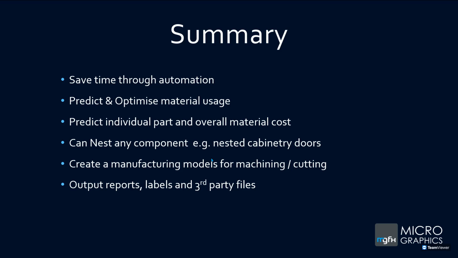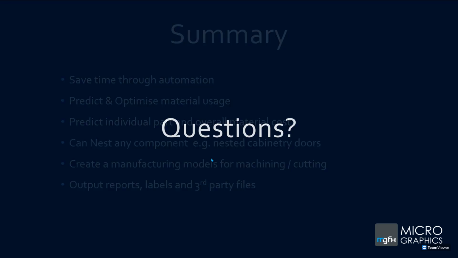Also allow you to calculate individual part and overall material costs. And you can nest any components, whether you're working with sheet metal or even woodworking cabinetry, nested doors. And at the end of the day, it creates a manufacturing model which allows you to program your machining or cutting, and you can output reports, labels, and third-party files for passing on to other software if you're using other software for your actual CAM process, your machining or laser or autojet cutting. So a nice quick summary just to sum up what we've gone through.